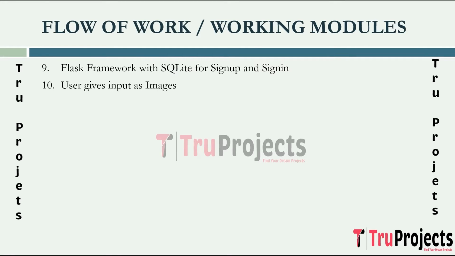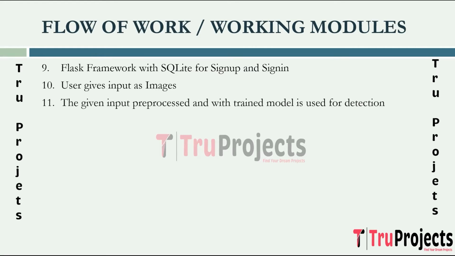The next step is user gives input as images. User provides input in the form of images for object detection. The next step is pre-processing and model inference. Here, the given input images are pre-processed to prepare them for input into the trained model. The trained model is used to make the predictions and detect objects in the provided images.